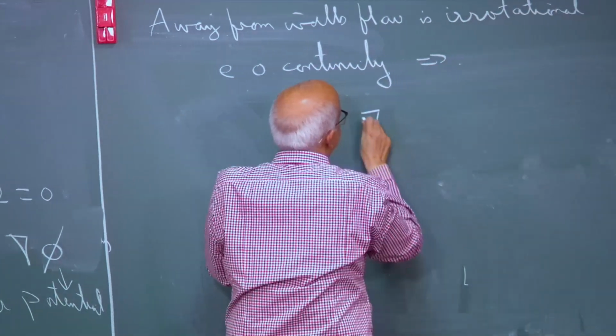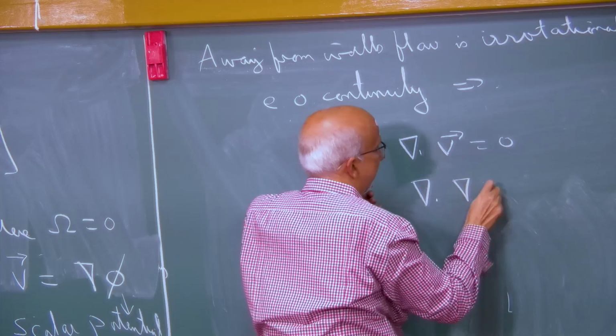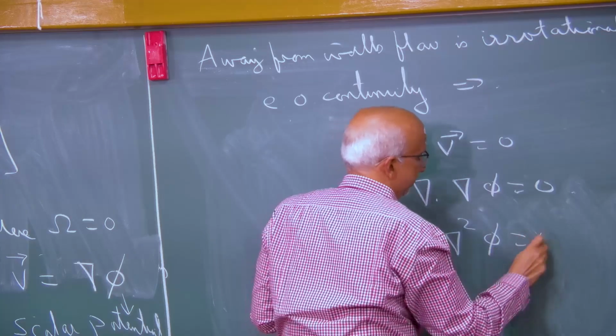Implies divergence of the V vector is 0, divergence of gradient of phi equal to 0, or del square phi must be 0.